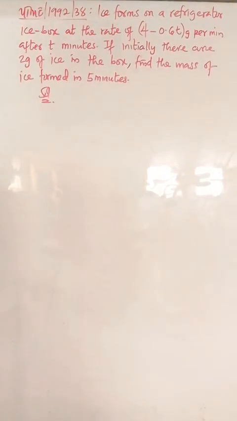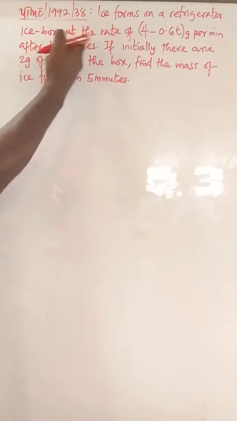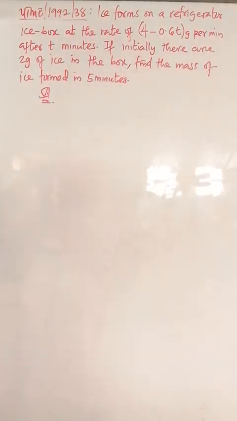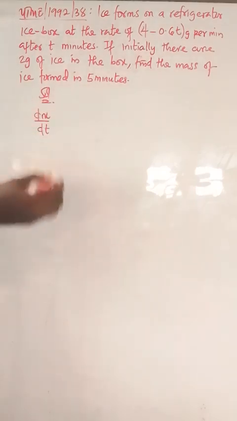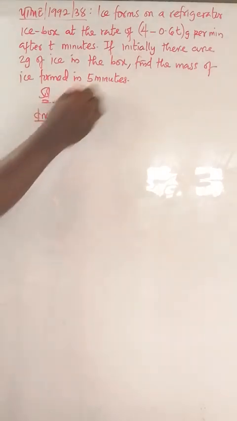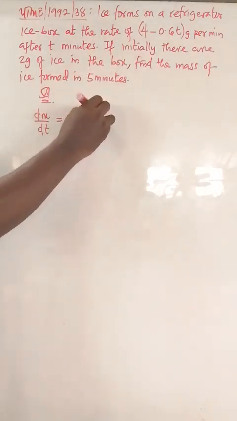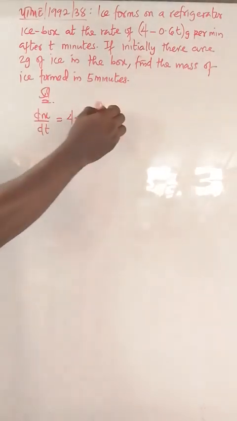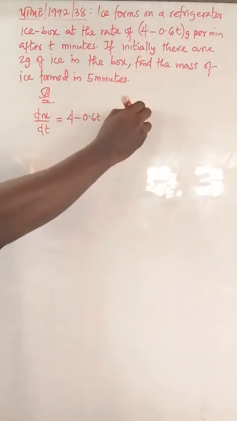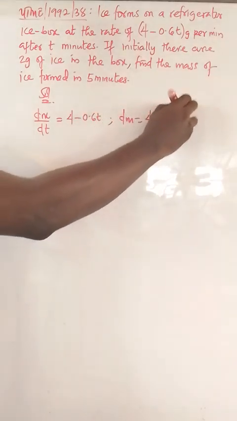Ice forms on a refrigerator ice box at the rate of 4 minus 0.60t grams per minute. So this is what? The rate at which the mass of ice is formed on the ice box. So let the mass of the ice be m. So it means dm/dt is the rate at which the mass formed on it increases. And it's given to be what? 4 minus 0.60t grams per minute.